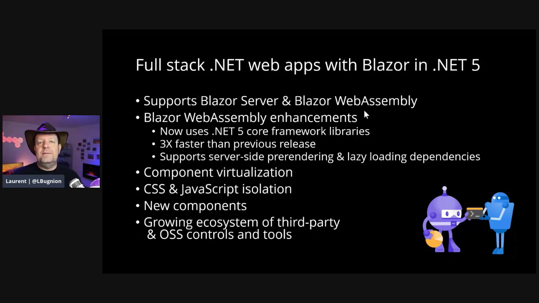And in the WebAssembly domain, we also have some enhancements. Now those WebAssembly Blazor applications use the .NET 5 core framework libraries, which are way faster than before, up to 3 times faster than previous releases.